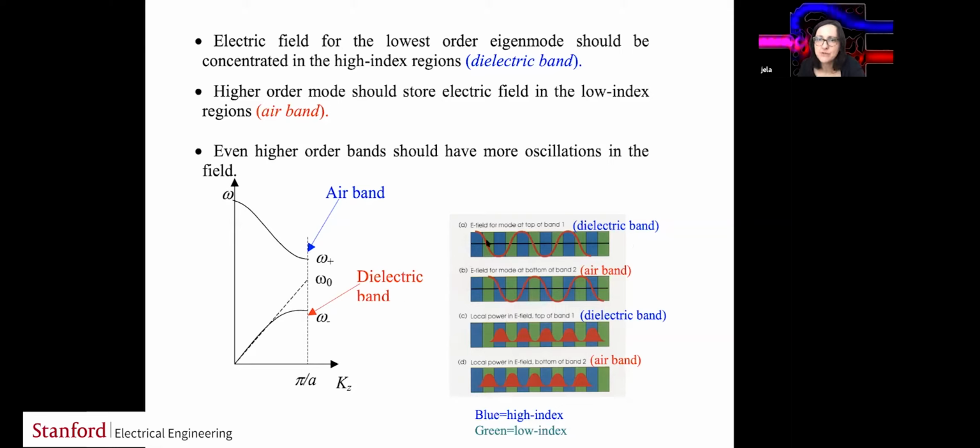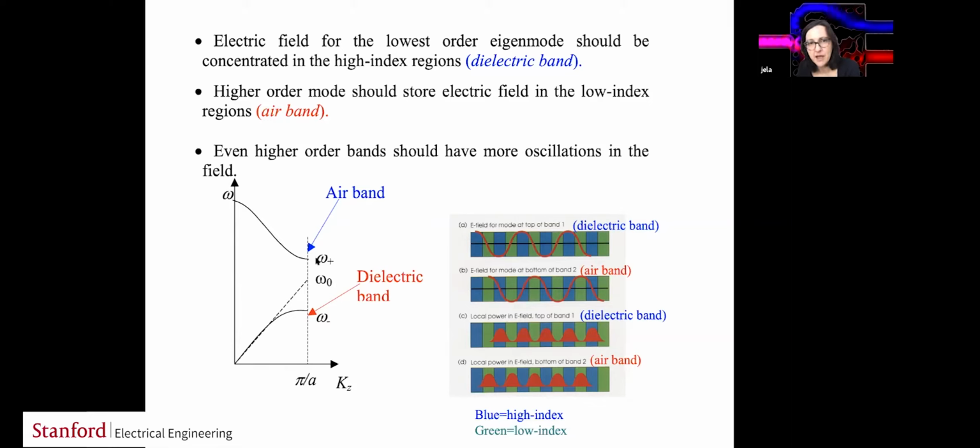And this is, of course, a drawing, right? But you are expecting the one at lower frequency to have maxima and minima of electric field, or basically points with the strongest amplitude of electric field, inside of the high index region. And that's indeed happening, right? So that's the dielectric band. This dielectric band would have points where the magnitude of E is strong, overlapping with the high index region, which is blue.